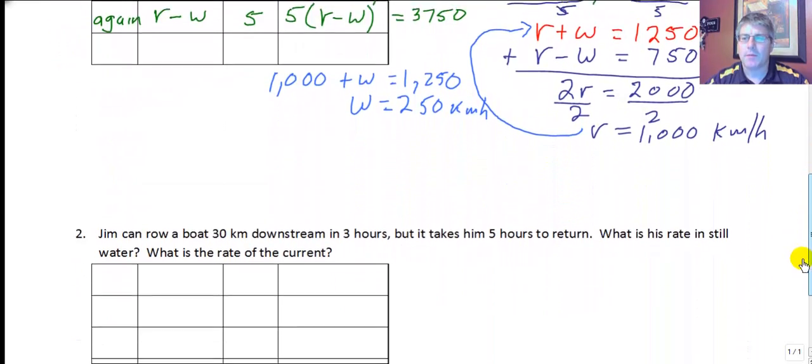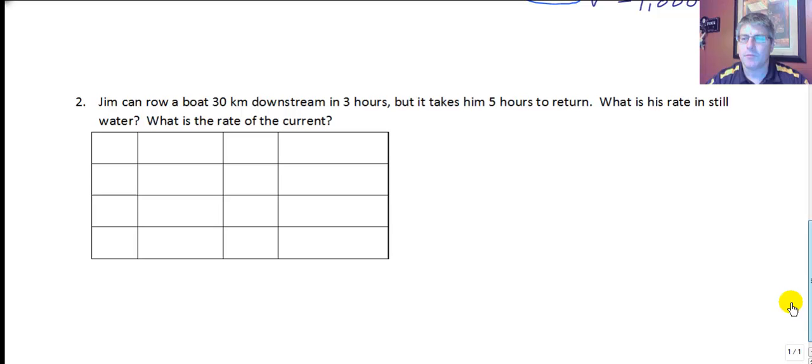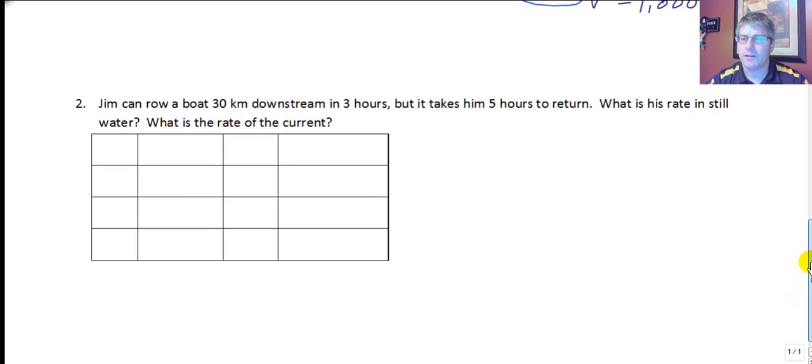The second sample problem is very, very similar to the first. It has similar numbers to it and is set up the same kind of way. We'll do this again. Jim can row a boat 30 kilometers downstream in 3 hours, but it takes him 5 hours to return. So coincidentally, our times here are both the same, 3 and 5. But now we're going downstream and upstream.